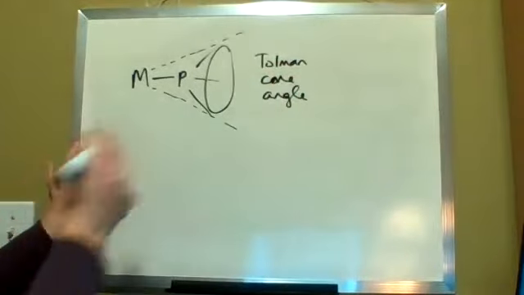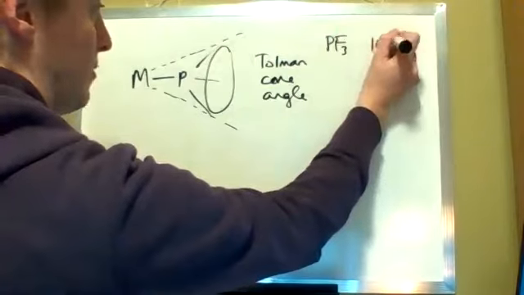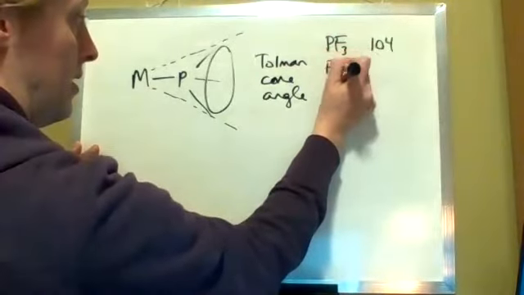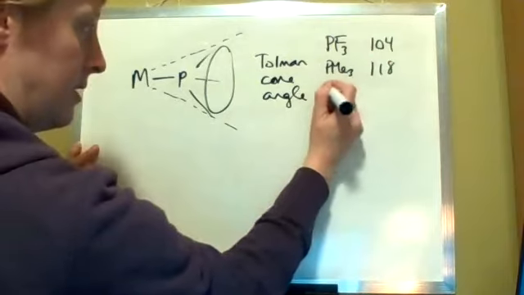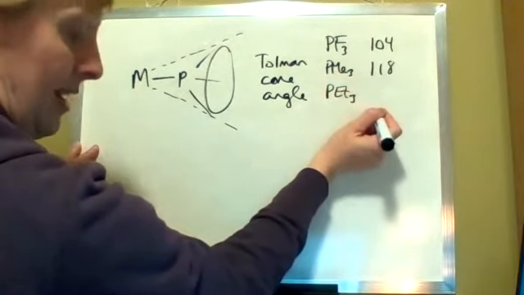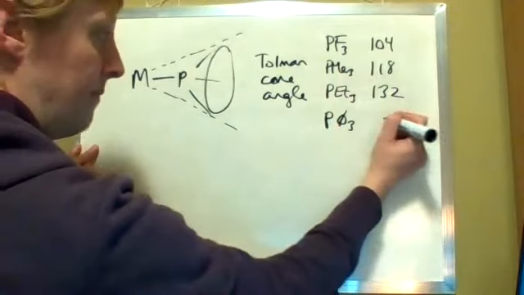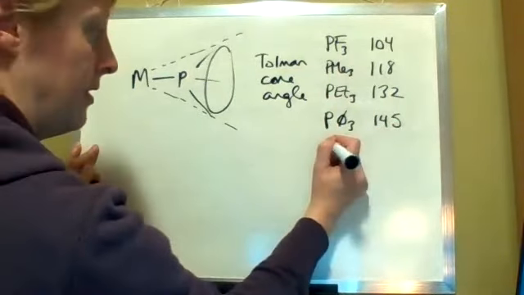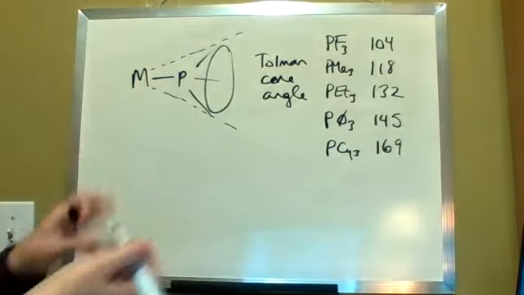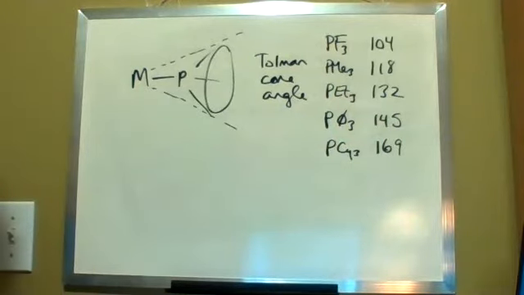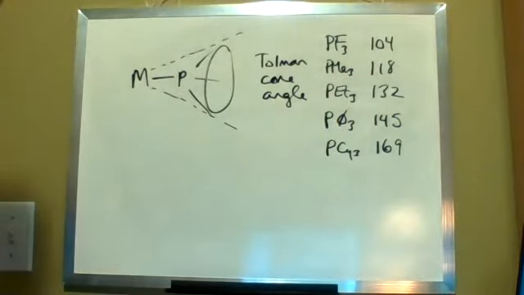Okay. And if you want to compare some, let's say PF3, so trifluorophosphine, that's about 104. And then we just get bigger. So switching a phosphine with a methyl, we're up to 118. Switch a methyl with an ethyl, 132. Have a phenyl, 145. And a cyclohexyl, which takes up even more space, 169. So depending on the type of space that you need for a particular reaction, or you want to protect certain sites on your metal, you can just vary the size of your phosphine donor that's on there.